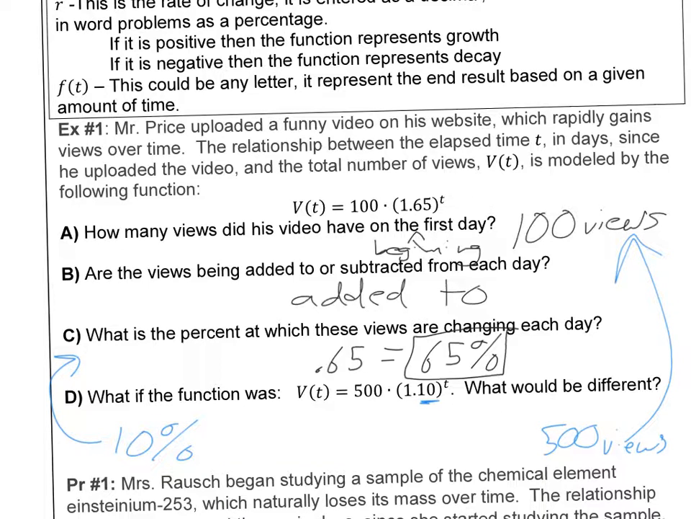It's kind of hard to do it with my little stylus here, but basically we could say something along the lines of, it would start with 500 views instead of 100, and it would be growing by 10% instead of 65%. And that's all that would be different, because those are the only things that really changed there. The overall layout didn't change. It's still being added to. It's still growing. It's just growing by a different rate, and it started with a different amount. All right. Let's go on to the next problem.